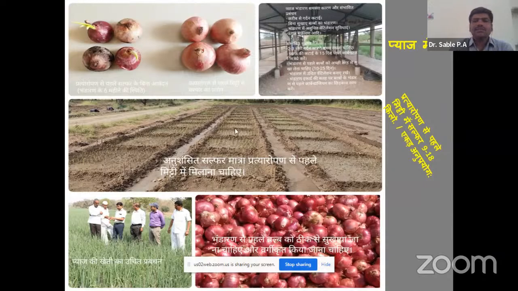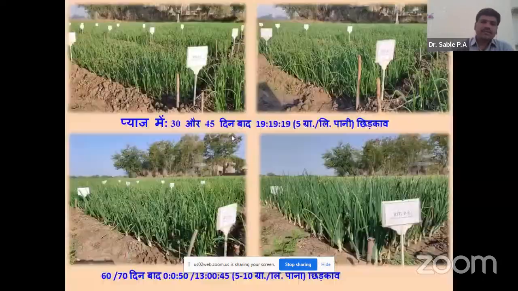It should be applied as a basal, which is important for storage; here you can see the storage status of the onion. This is without sulfur application in basal and with sulfur application. These are photographs taken after 5 months of storage. Here you can see the status without sulfur application, that is sprouting and rotting, etc. And this is the status after 5 months of storage from the plot with sulfur application.